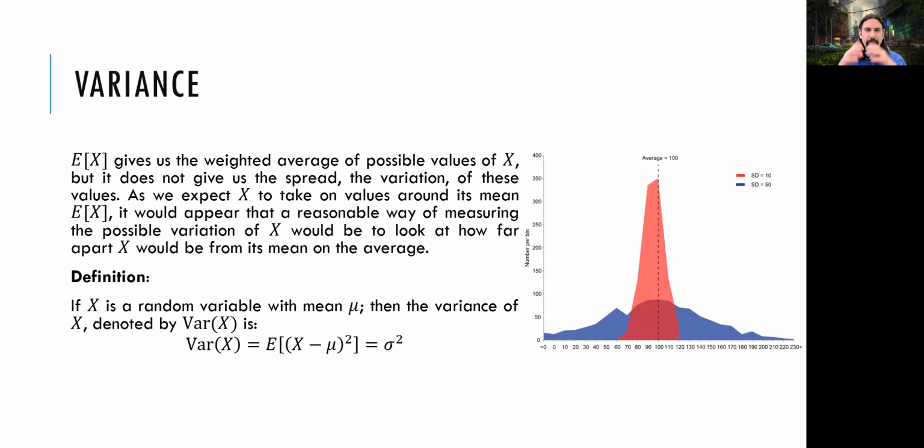The spread is the most common definition for it, but still, the easiest way to understand variance is to take a look at this graph. As you can see, we have two different variables here, the blue one and the red one. They both have the same weighted average, the same expected value, which is 100. But the blue one has a greater variance.